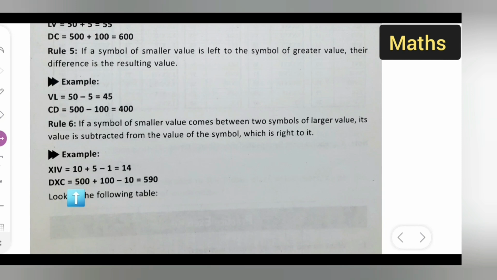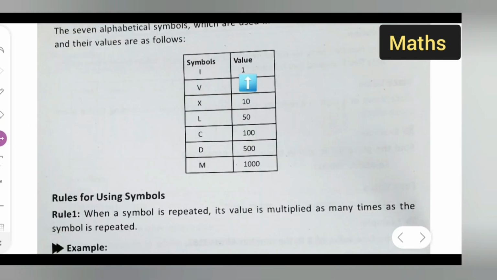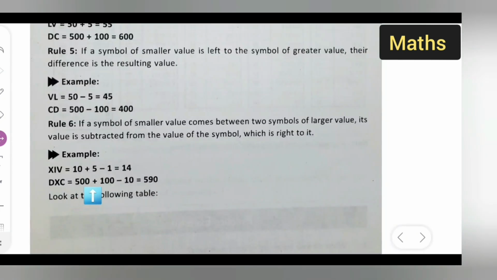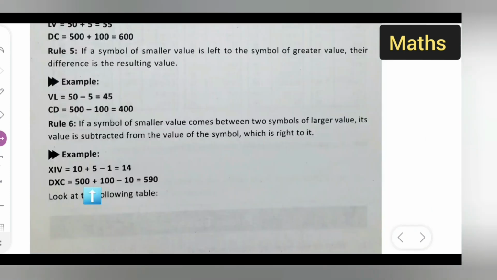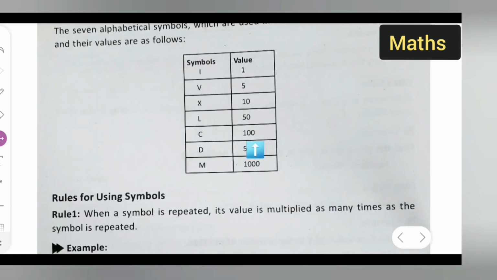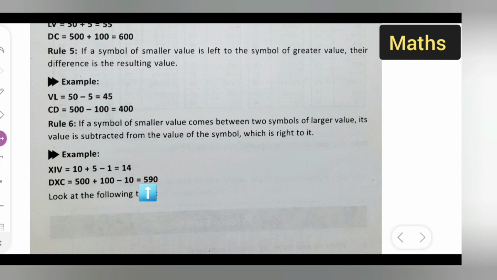So D is what? D over here is 500. So I'll have to plug in 500. X and C is given. So C is 100 plus 10 and the last middle is X. So what is the X? 10. So it will be minus 10. 590 you will get. 600 minus 10 will be 590.